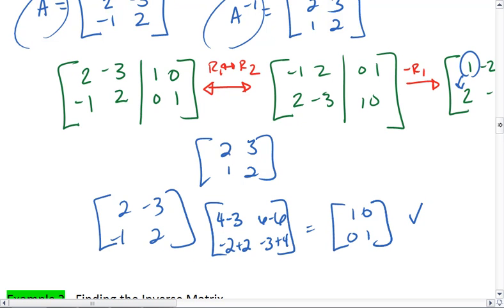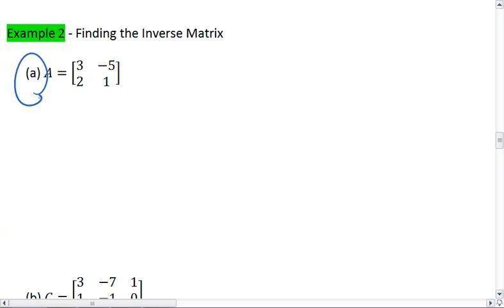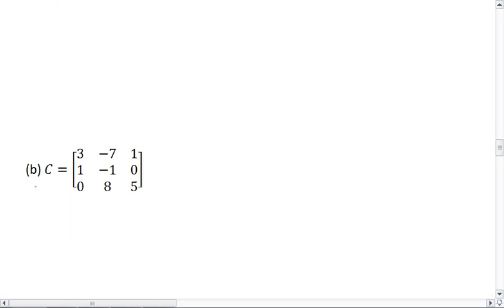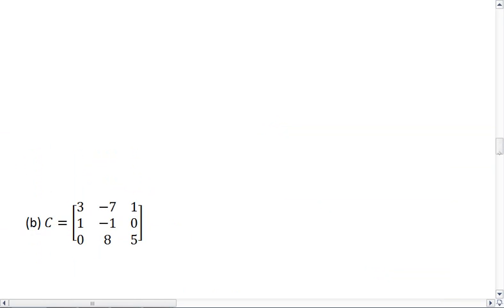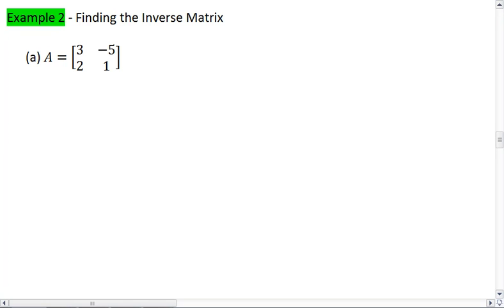All right, how about you try this next one? Try example 2a. If you're intensely curious, you could try example b as well. I'm going to include that solution at the very end of these videos. For the purposes of our class, I'm only concerned with a 2 by 2 matrix. So go ahead, try to find the inverse to matrix A in example 2a, and then resume the video when you're ready to check your solution.